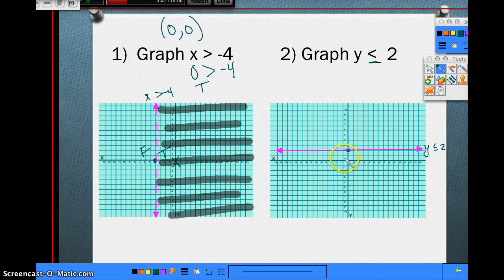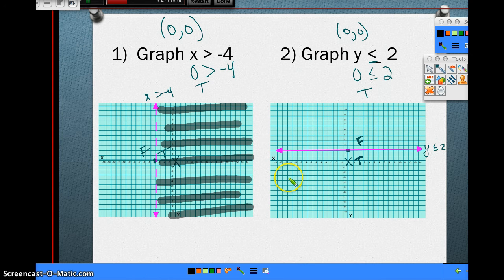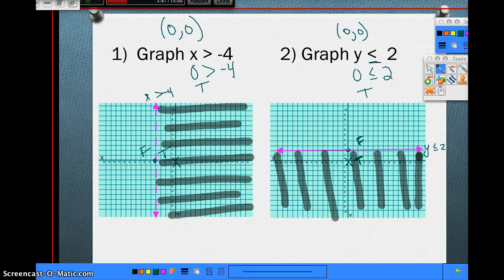And now we have to do our checkpoint. You can pick 0, 0 because the line does not go through the origin. So I'm going to use 0, 0 again, which will happen for you about 90% of the time. You're only substituting in for the y because there is no x. Is 0 less than or equal to 2? Well, yes, that's true. So the point you picked happens to be on the true side, which means the other side of the line is false. You always shade the true side. Did you hear that? Always shade the true side. That's very, very important.